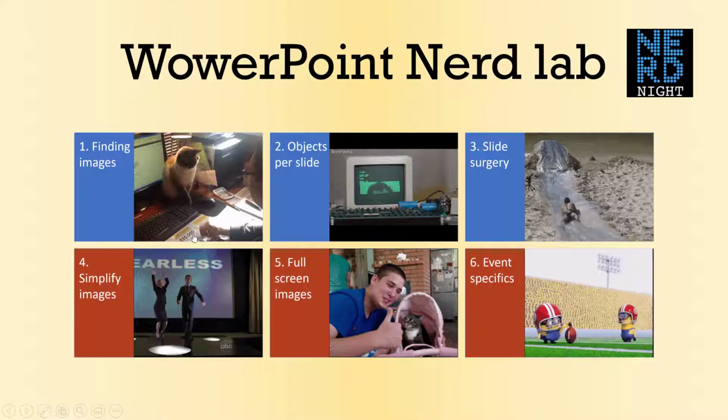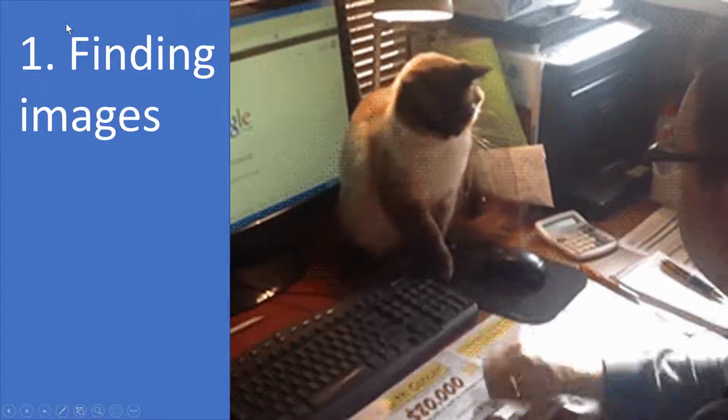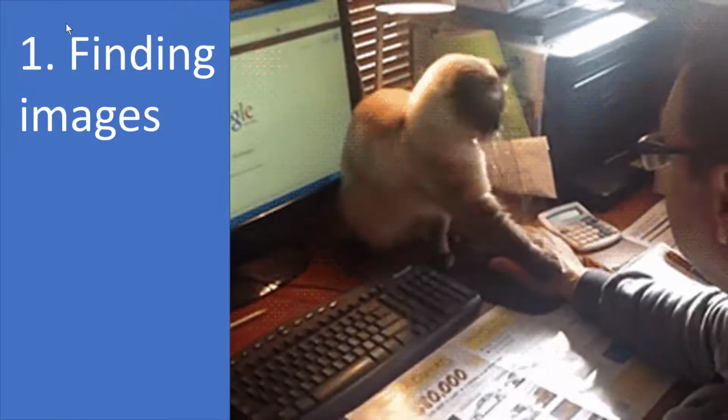Going to start with how to find images, how many objects per slide, slide surgery tips, simplifying images, and then full screen images and event specifics. So let's kick off with finding images. There is a cat who doesn't want you to.